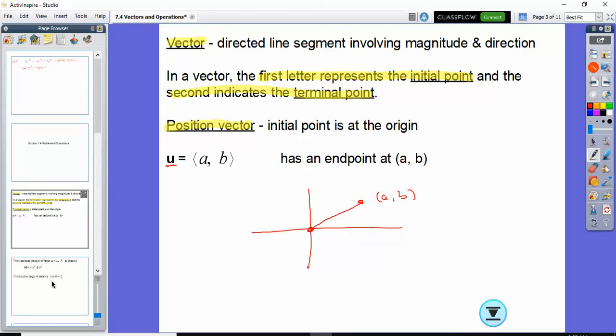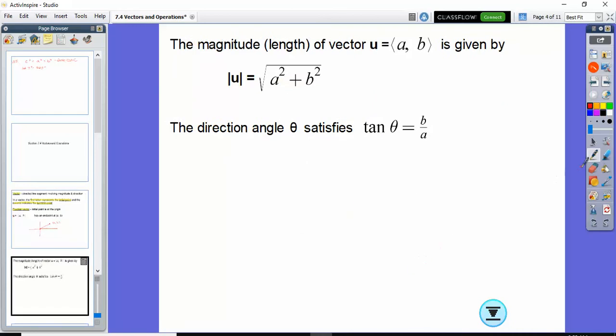So we're going to talk about the magnitude of the vector. Magnitude is denoted with two vertical bars. That bold U means we're talking about the position vector, so starting at the origin. And it gives us this formula for how to find it.